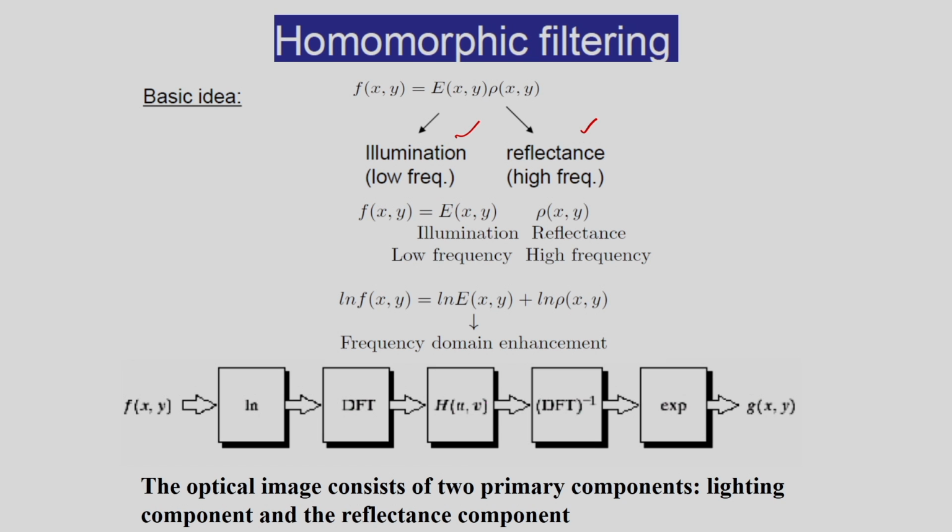In many image processing applications, it is useful to enhance the reflectance component while suppressing the contribution from the lighting component. So homomorphic filtering is a frequency domain filtering technique. In this filtering technique, what we have to do is compress the brightness, that is the brightness from the lighting condition, while enhancing the contrast.